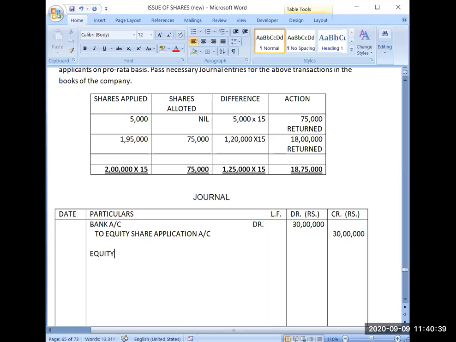Equity share application account debit. And on application you have received total amount 30 lakh. So that 30 lakh has to be adjusted or returned to equity share capital account. So whatever number of shares you have allotted, that amount will go to capital account.